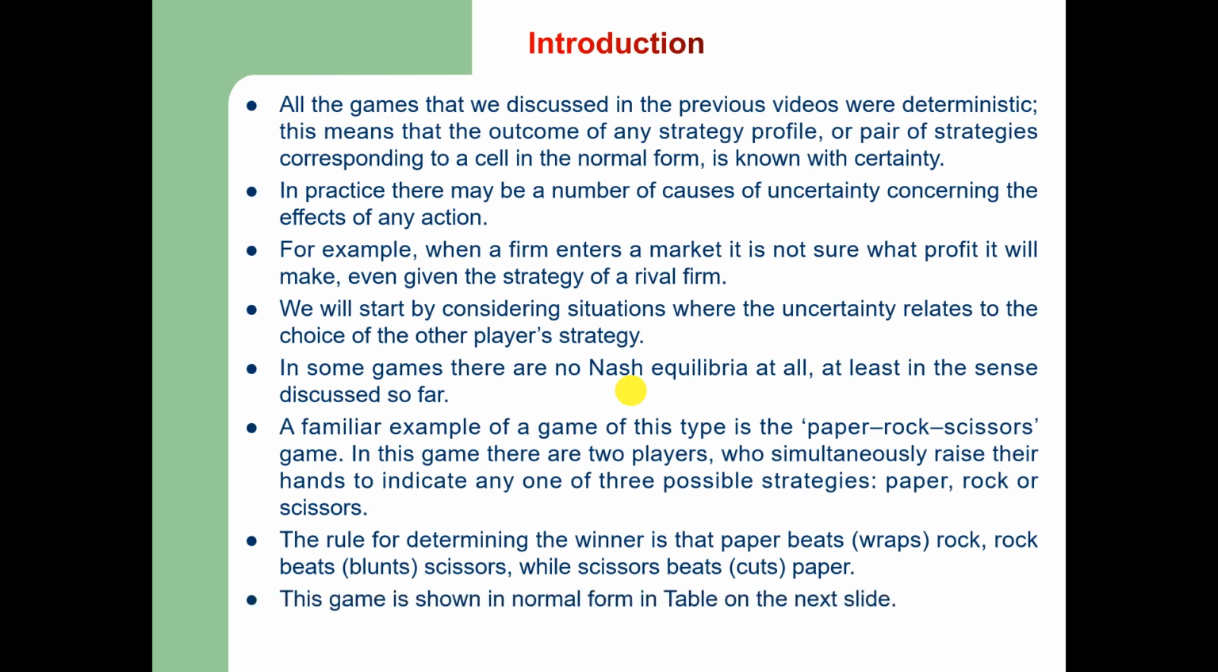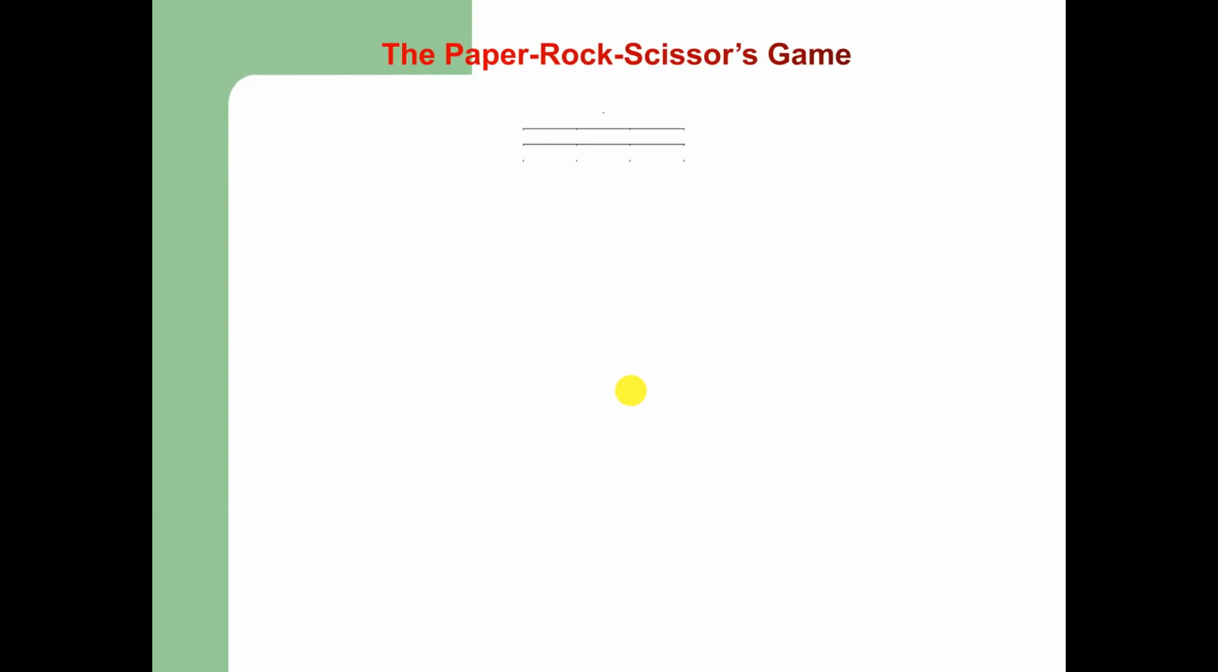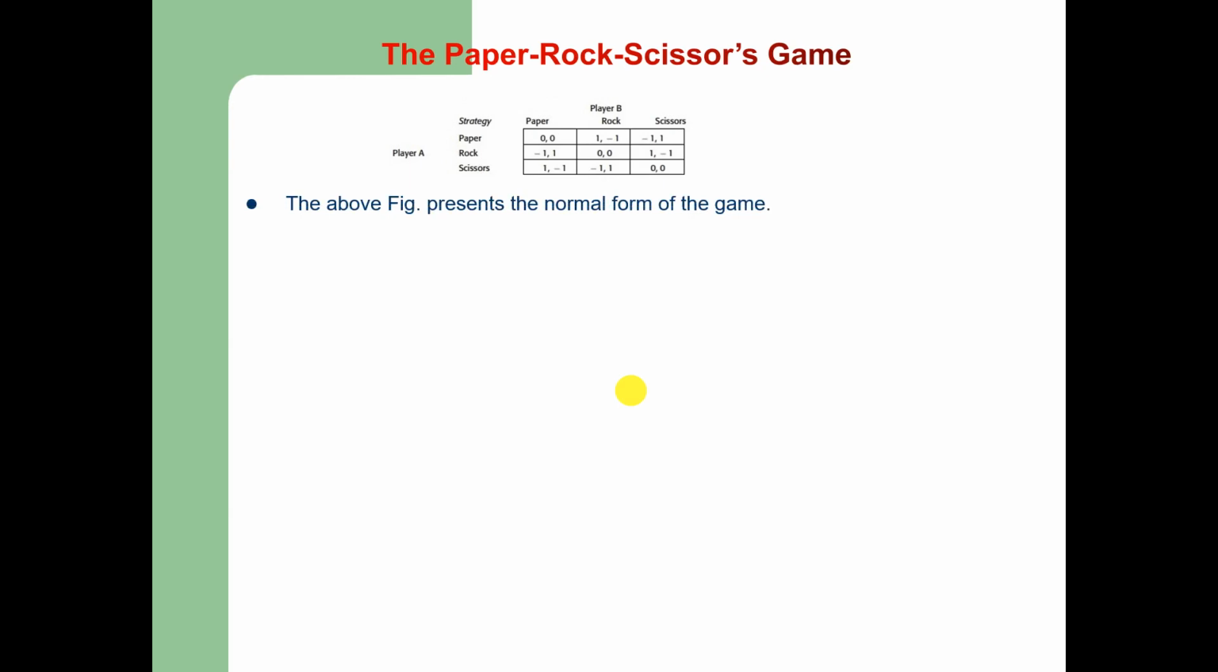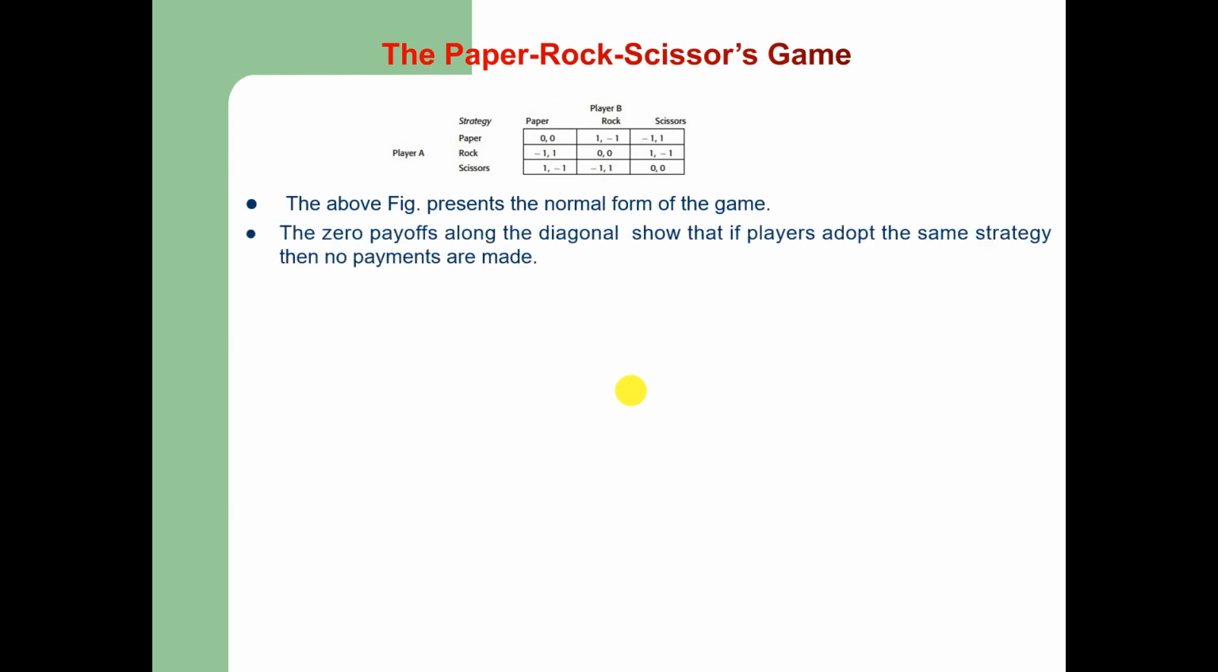This game is shown in normal form in the following table on the next slide. So here is the form of the game. There are nine cells in this box, and this is the normal form of the game. If we look at the diagonal entries, there are zero payoffs along the diagonal, which shows that if the players adopt the same strategy, then no payoffs are made.